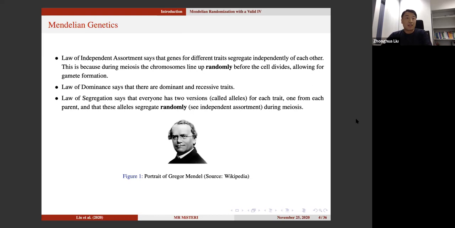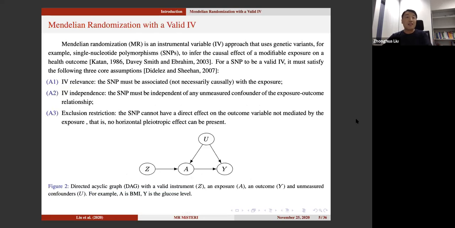So why talk about Mendelian genetics? Because we need this for Mendelian randomization. Mendelian randomization is an instrumental variable, or IV, approach that uses genetic variants, for example, single nucleotide polymorphisms or SNPs, to infer the causal effect of a modifiable exposure on a health outcome.